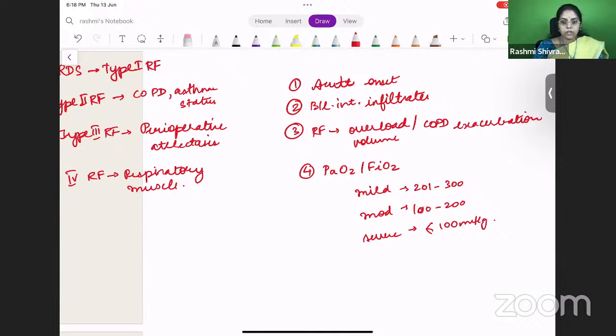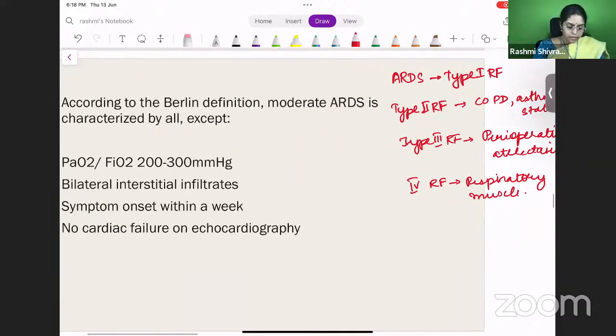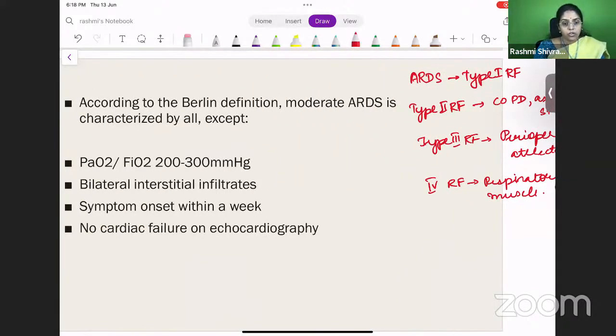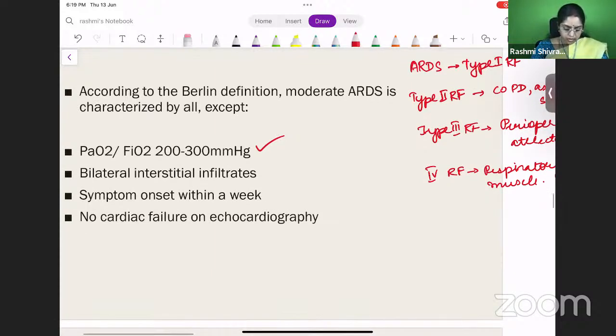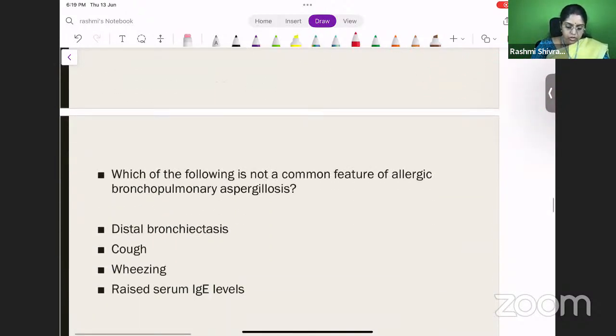In this question, they have given a pressure of 200 to 300, which is definitely not moderate. It is mild ARDS. So, characterized by all except, this will be the answer. The answer for this question is option A, PaO2 by FiO2 between 200 to 300 millimeters mercury. Okay, let's move on to the next question.